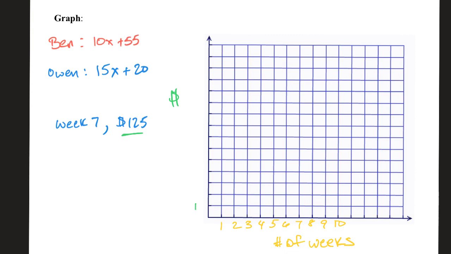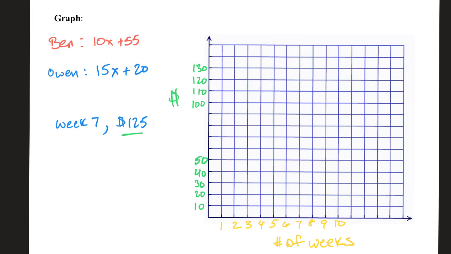So I'm going to count by tens here. That was supposed to be 30. So this is 30, 40, 50, and then I'll just go up by another 50. This is 100. This is 110. This is 120. That's 130. Okay, that should be enough.